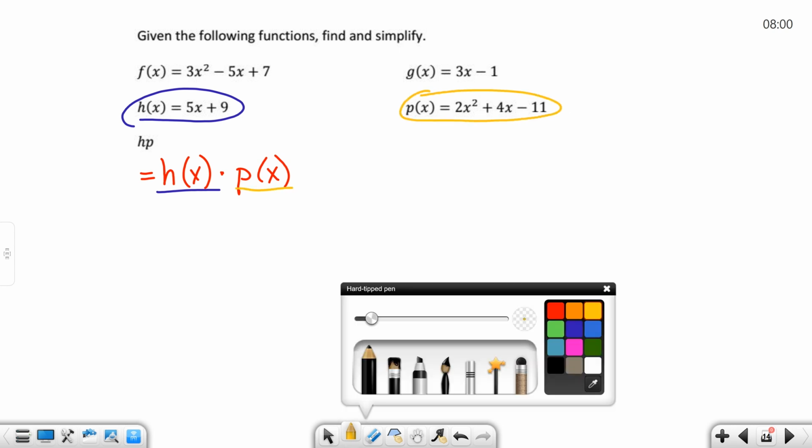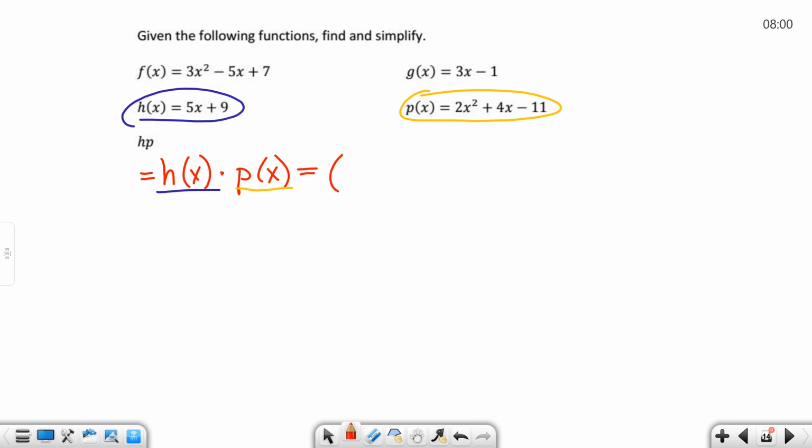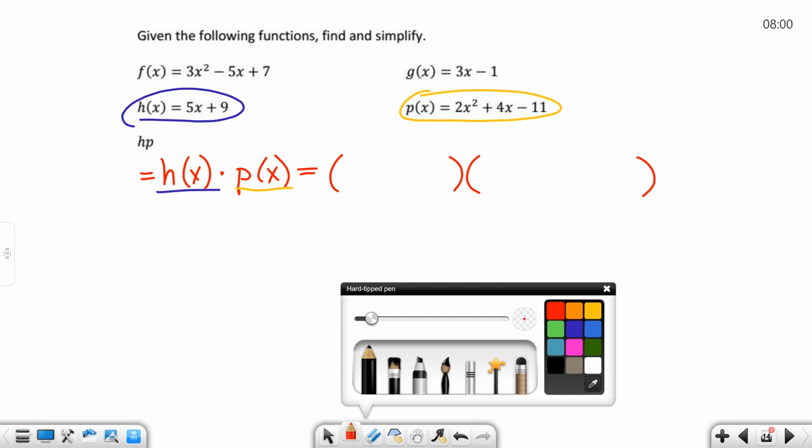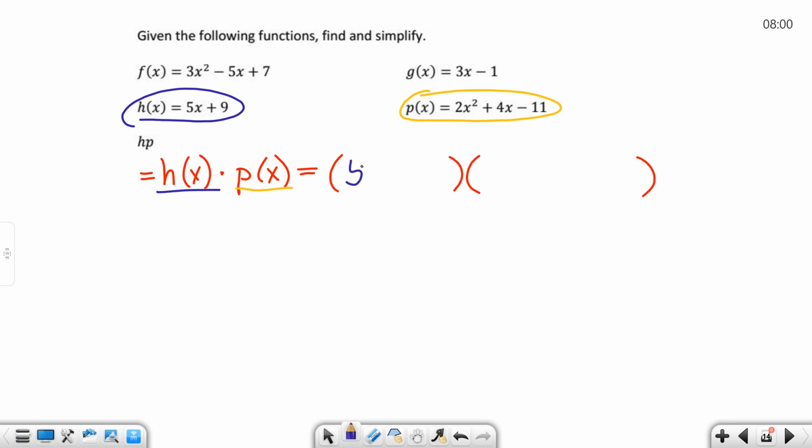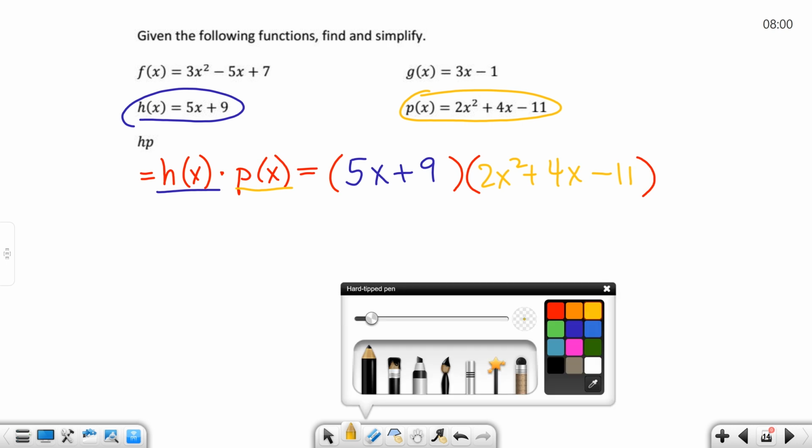All right, so we're going to take this back. We're going to say, okay, we're going to have H of X times P of X. And this time I'm going to use parentheses because I have more than one term, right? So my H of X we said was what? 5x plus 9. And my P of X is the 2x squared plus 4x minus 11, right? So I have 2 terms times 3 terms. This is bigger than FOIL, remember. There's no word for it like foamy moil or something like that. So it's just what it is, the thing that it is.